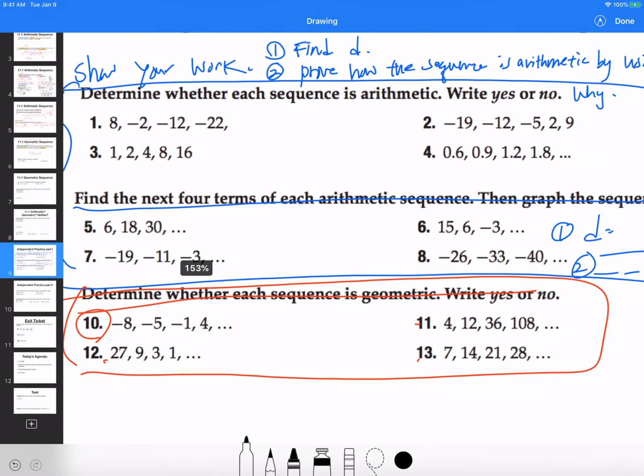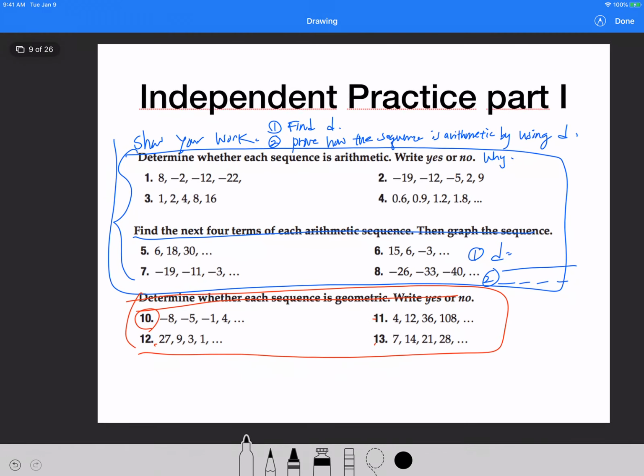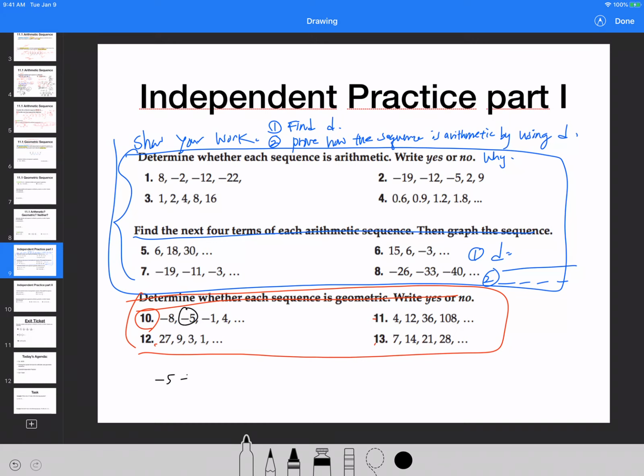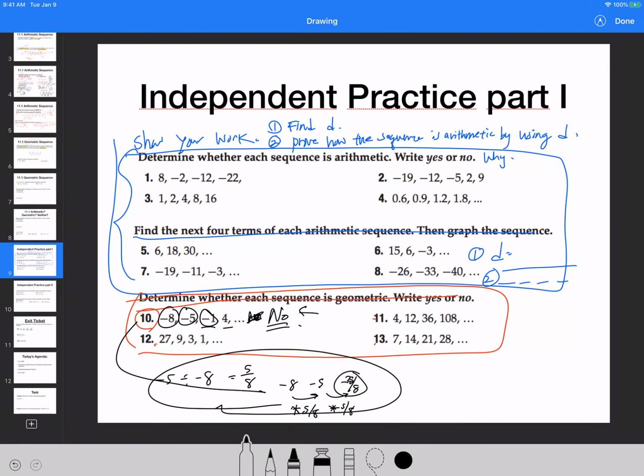Next question here is to determine whether each sequence is geometric. Again, to figure that out, you take the second term, negative 5, divided by the first term, negative 8, which gives me 5 over 8. Now, if I consistently multiply by that, do I get these other two numbers? Well, negative 8 times 5 over 8 does give me negative 5, but negative 5 times 5 over 8 gives me negative 25 over 8. So you can clearly see there's an inconsistency there, so it's going to be no. I was about to write neither, but that's not what the question is asking. You just simply have to write no. But if you just write that for your answer, obviously I'm not going to accept it. Please write down the work to prove it.